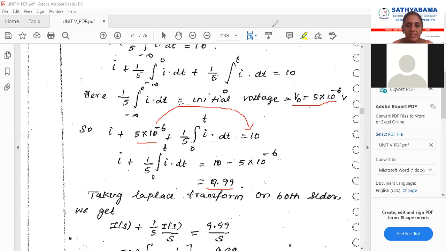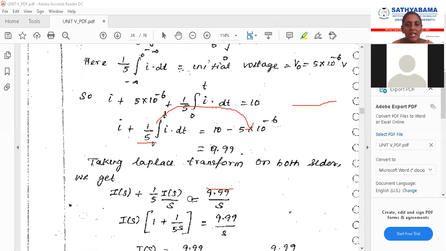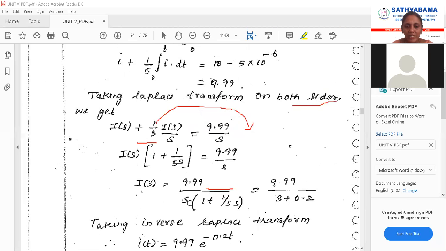Now what is the other thing? Now integral of I dt is there. I have to find out the t value. So what I will do, the same procedure, we will take the Laplace transform on both sides. So I of s plus 1 by 5 into, integral means you will have 1 by s. So the integral of 0 to t I dt will be I of s by s is equal to 9.99 by s. 9.99 is a constant, so for a constant, when you take Laplace, it will be 9.99 divided by s. Now, rearrange the terms. I of s is pulled out commonly.